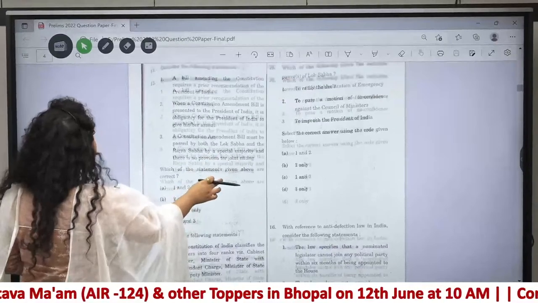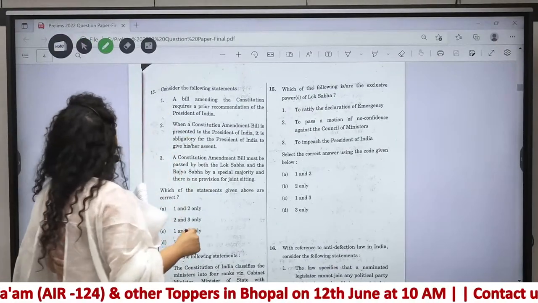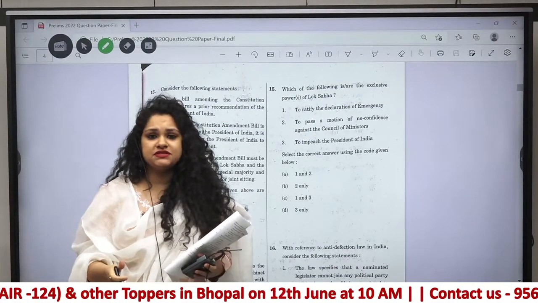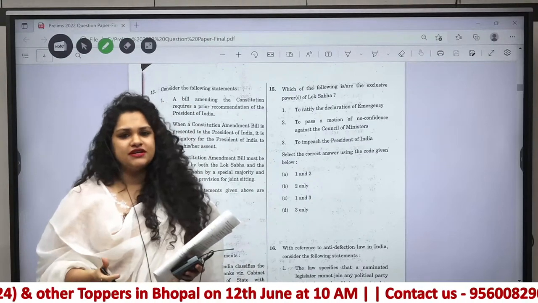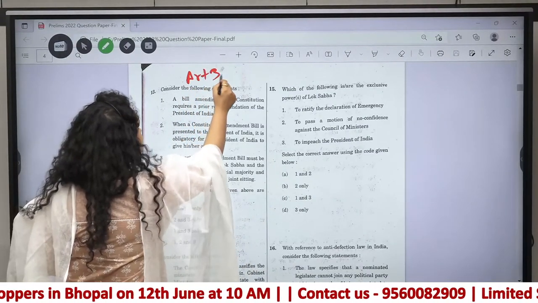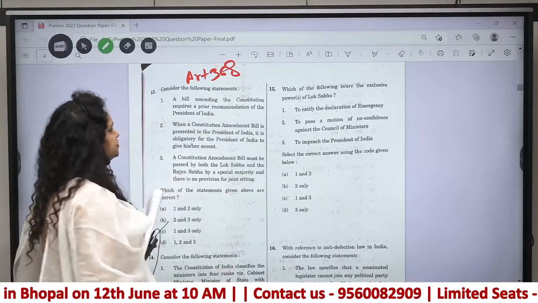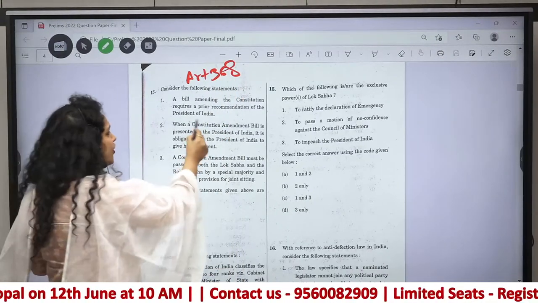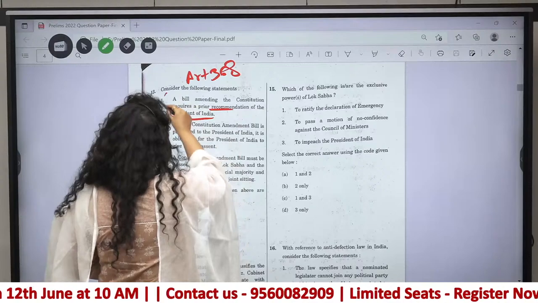This is a fairly simple one. Right at the start of our preparation, we have already done the constitutional amendment bill. So this is under Article 368. A bill amending the constitution requires prior recommendation of the President of India. We know that this is incorrect.